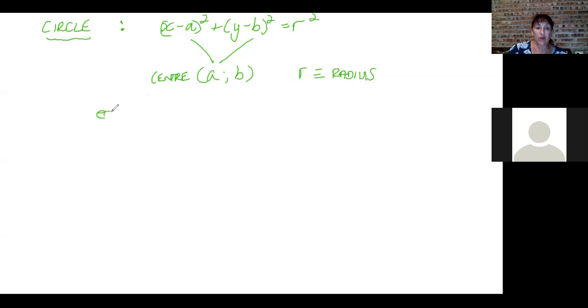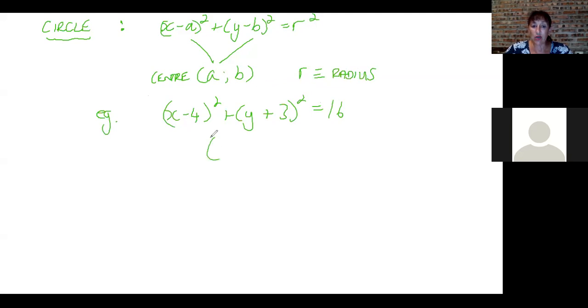So for example, x minus 4 squared plus y plus 3 squared equals 16. Because it's in the standard form of a circle, you immediately know that you can write down your center, the x and the y. And remember, if that's minus a, that's plus a. If it's minus 4, it's plus 4. Plus 3, minus 3. So that's your center. And the radius will be the square root of 16, which is 4.